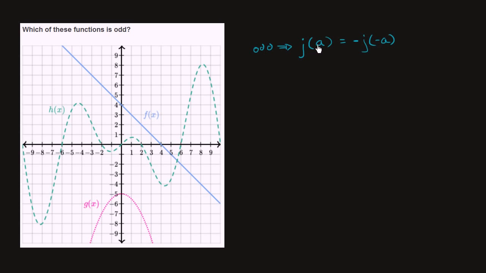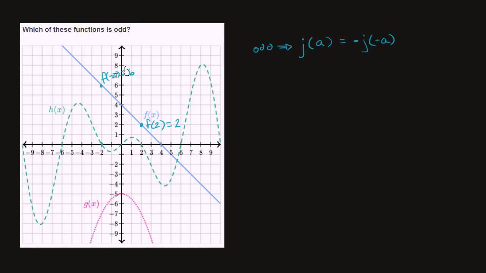If these two things were the same, if you didn't have this negative here, then it would be an even function. So let's see which of these meet the criteria of being odd. Let's look at f of x. We could pick a particular point, say when x is equal to 2. We get f of 2 is equal to 2. Now what is f of negative 2? F of negative 2 looks like it is 6.